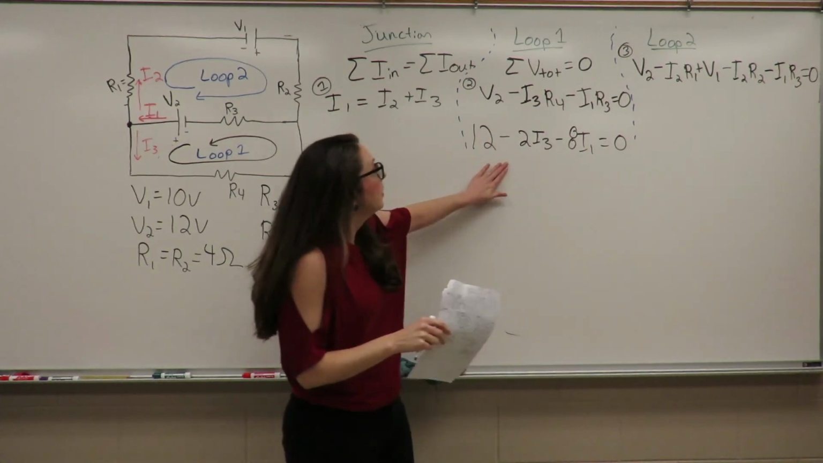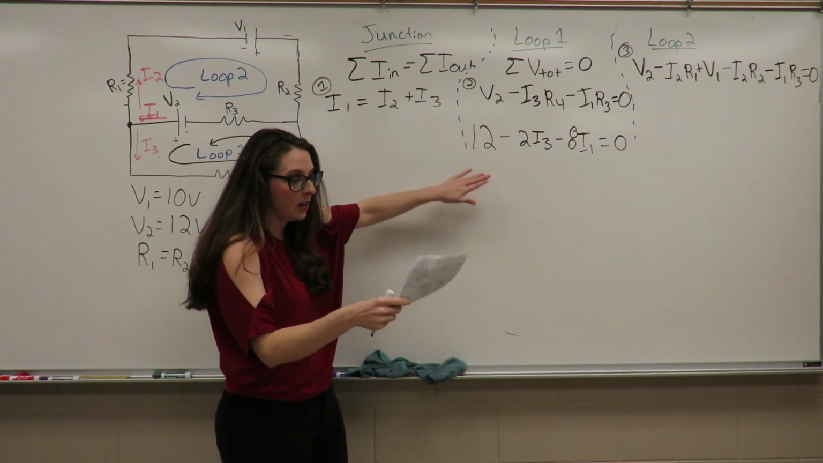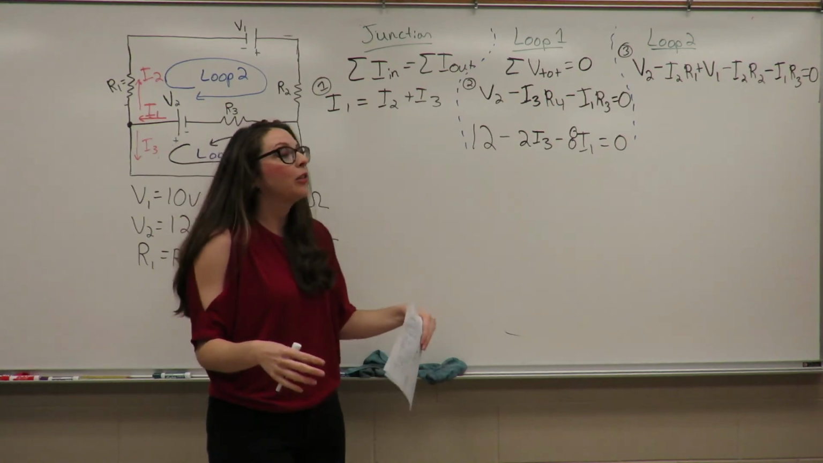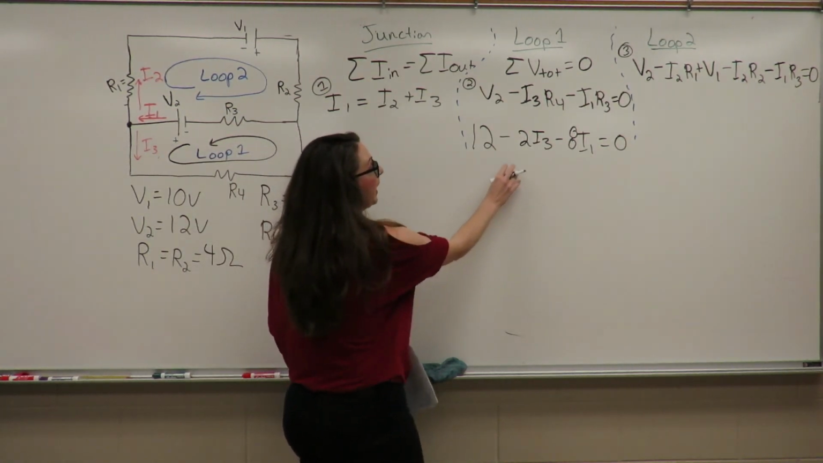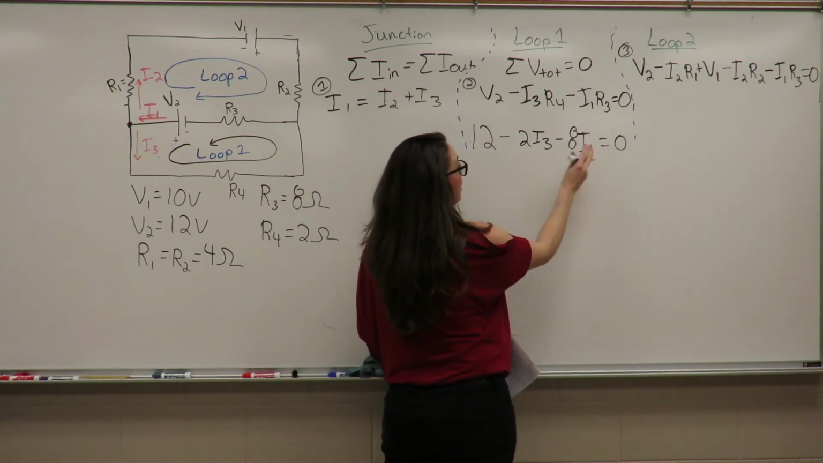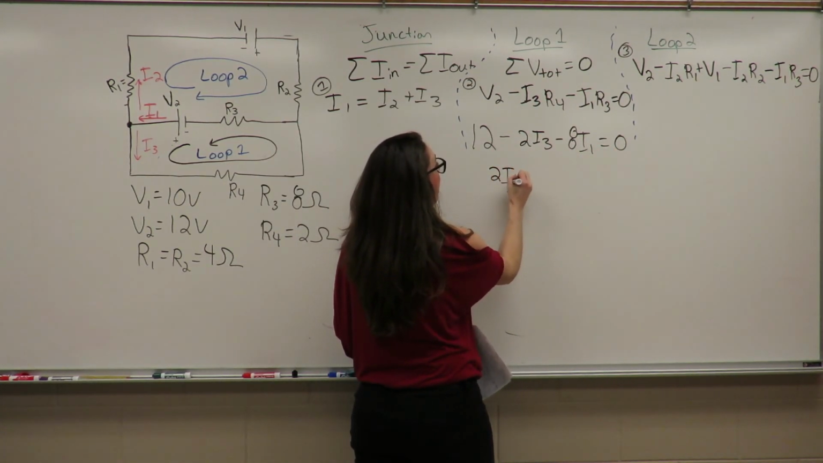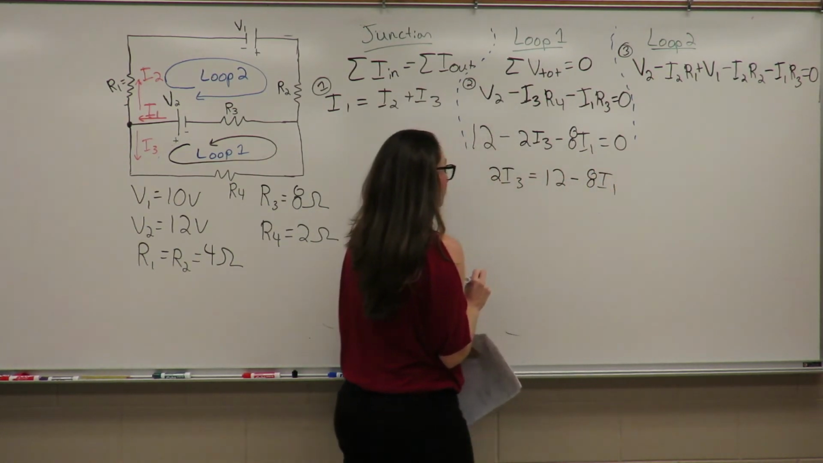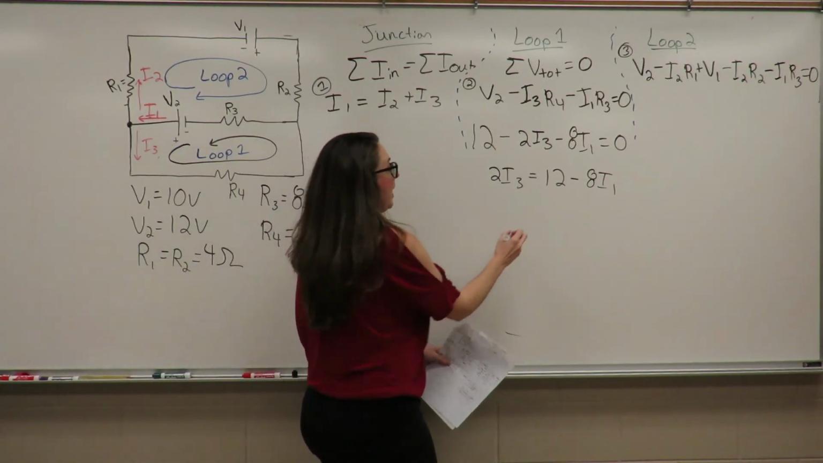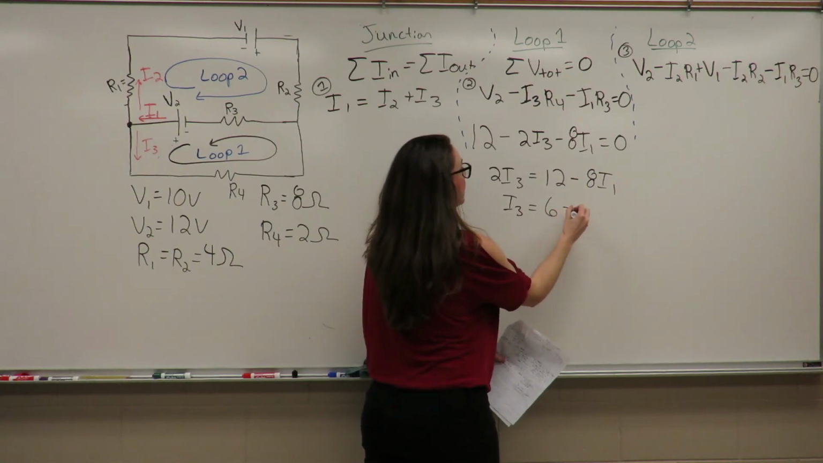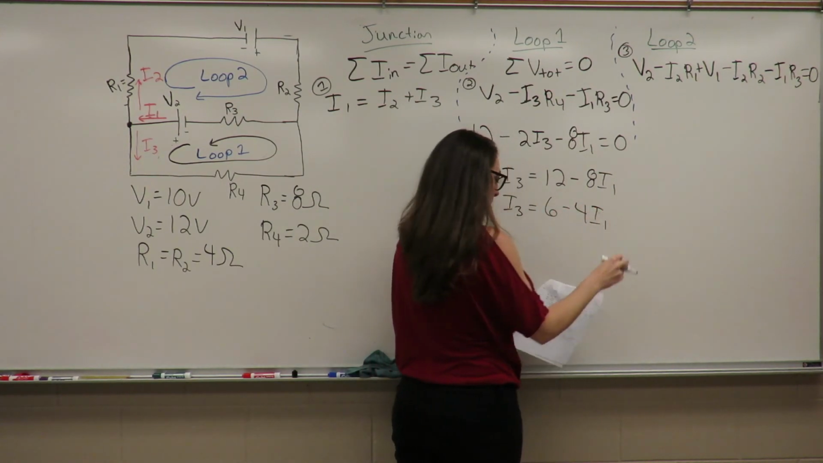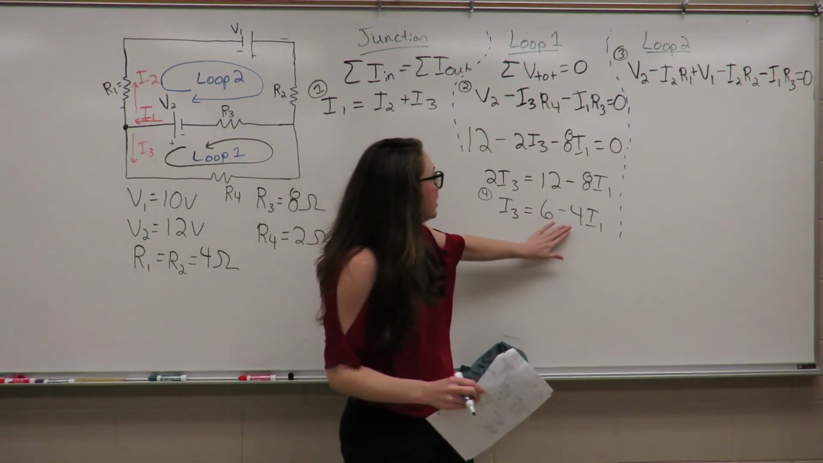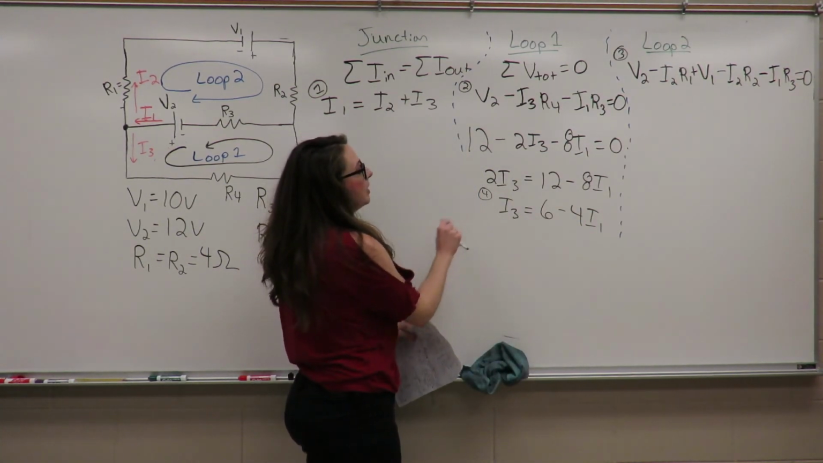Okay. Now what I'm going to do is I'm going to solve this equation right here for I3, and we'll get I3 in terms of I1. So I can add 2I3 to the other side of my equal sign. So 2I3 is equal to 12 minus 8I1. Now I divide both sides by 2, and when I do that, I3 is equal to 6 minus 4I1. So now we're left with our equation I3 is equal to 6 minus 4I1. I'm going to call this equation 4.